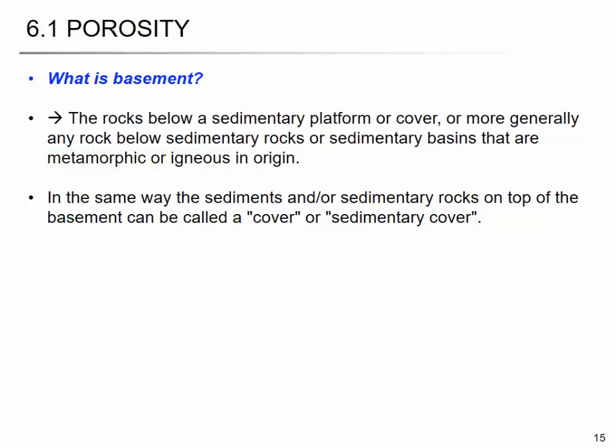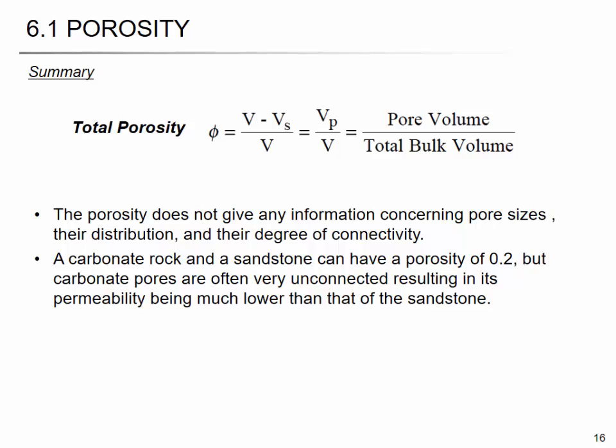We've done this one. So the summary, the total porosity is the true porosity, often called. So the pore volume over the total bulk volume. But the porosity does not give any information concerning pore size, their distribution, and their degree of connectivity. And if we compare the carbonate rock and the sandstone, both can have the porosity of 20%. But carbonate pores are often very unconnected. The connectivity is low, so it may have the dead-end pore or the isolated closed pore, resulting in its permeability being very much lower than that of the sandstone.